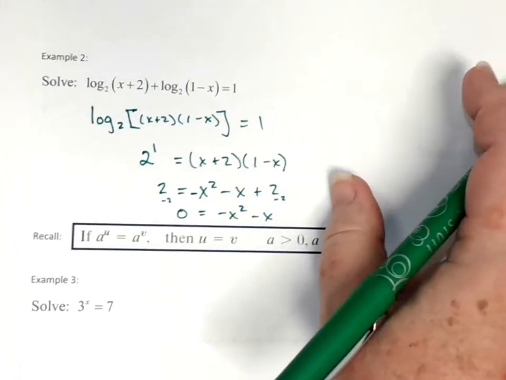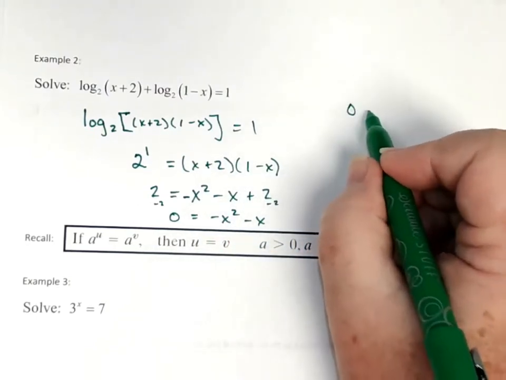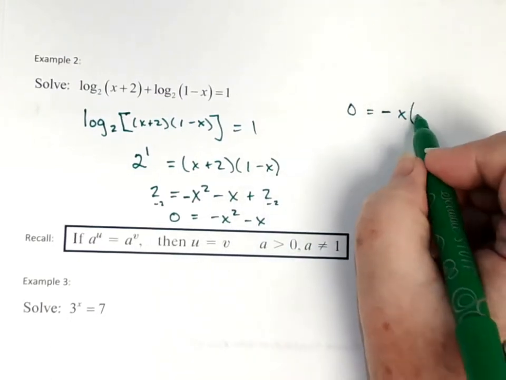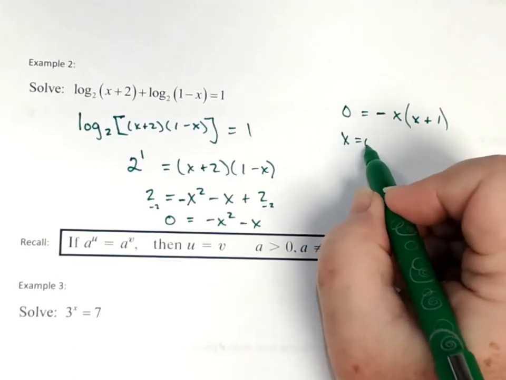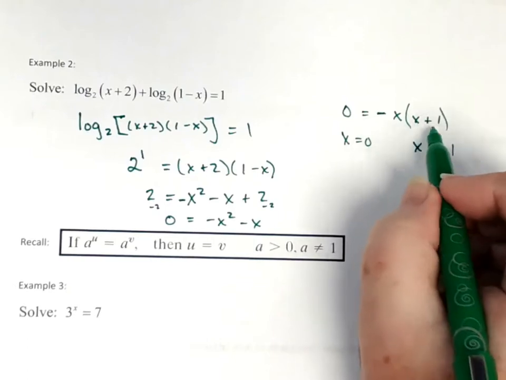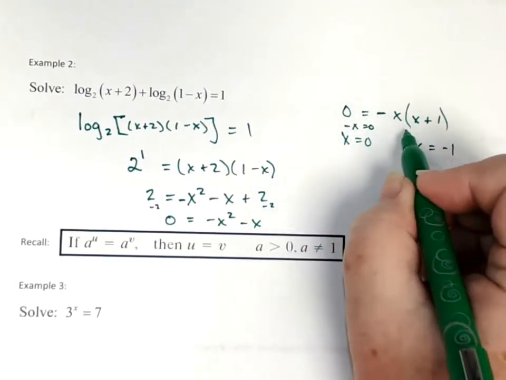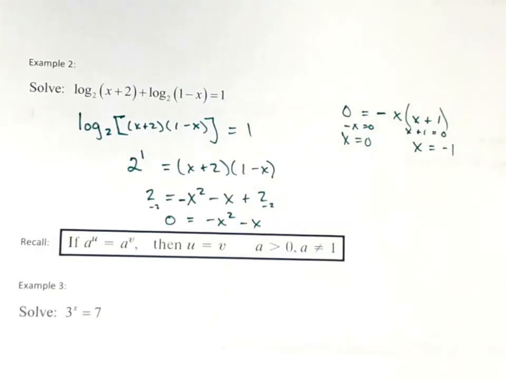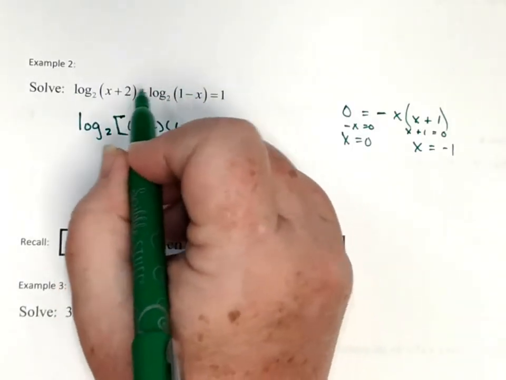Now when I'm solving this, I don't factor using the box method. I just factor pulling out the greatest common factor. So I'm going to pull out a negative x, and that's going to leave me with x plus 1. So x could be 0 from the first one, or x could equal negative 1 from this factor. Because remember we said negative x equals 0, so x is 0, and x plus 1 equals 0, so x could be negative 1. Now let's go back and look at our original domain.